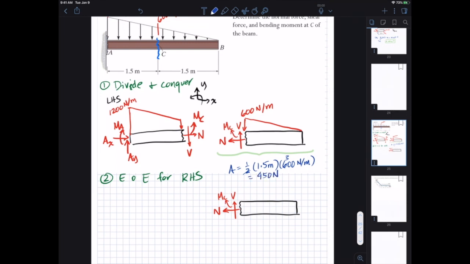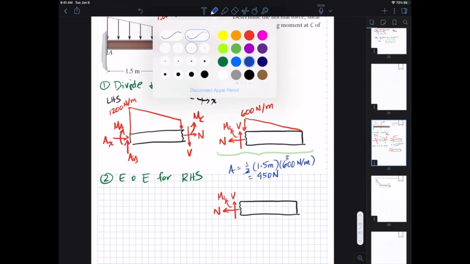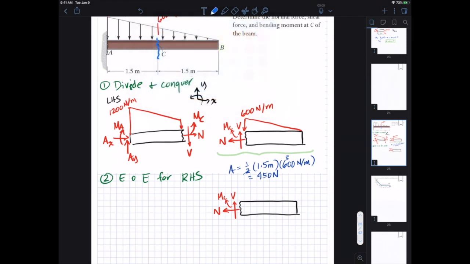And where do we apply it? We apply it 1/3 of the way from the base. Right, so that's going to get applied right here. This is 1.5 meters, and it's 1 meter from the right side or 0.5 from the left. It doesn't matter. So 450 newtons. Let's just say this is 0.5 and this is 1 meter. Like so.